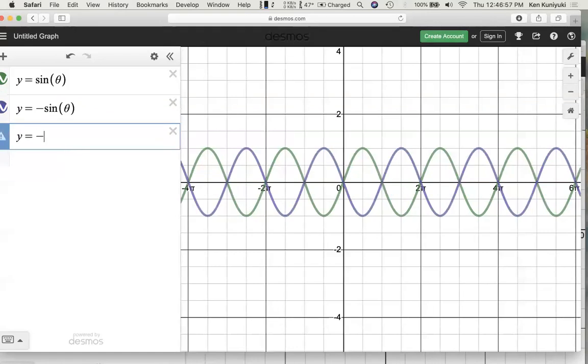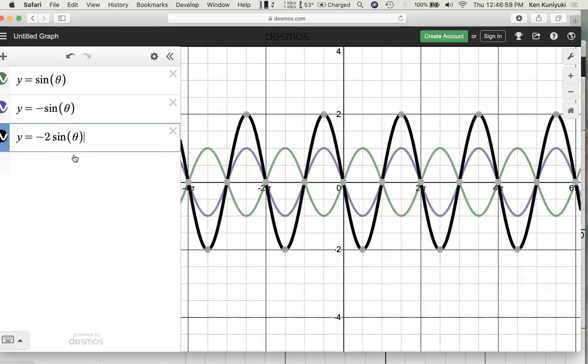Y equals -2 sine of theta. Two things happen. As we go from the green graph to the black graph, we get a flip, a reflection, and also a stretch. So what can a do? A can lead to a vertical stretch or shrink, and if a is negative, it leads to a flip, a reflection about the horizontal axis.